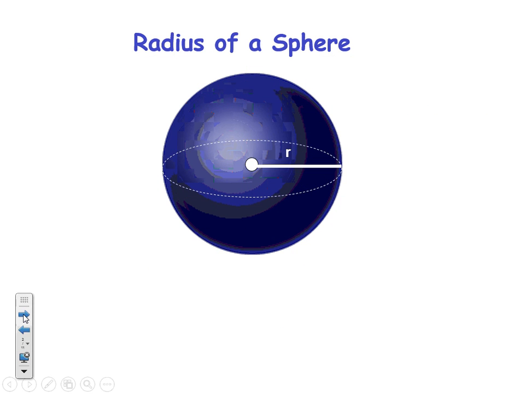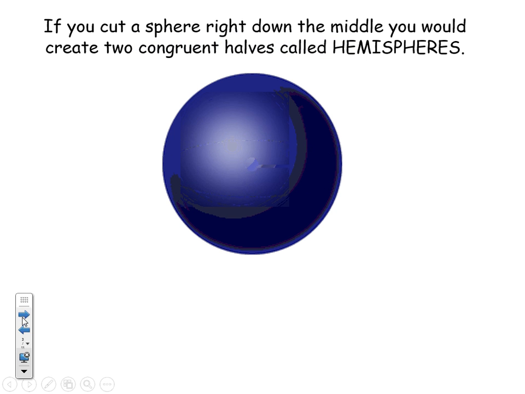So first thing, you guys don't have to write this down. We just want to make sure that we know what the radius, if I'm looking at a sphere, is: from the center of the sphere to the outside of our circle. That's going to be our radius. Now, if we cut our sphere right down the middle, you would create two halves called hemispheres. It's going to look something like this.